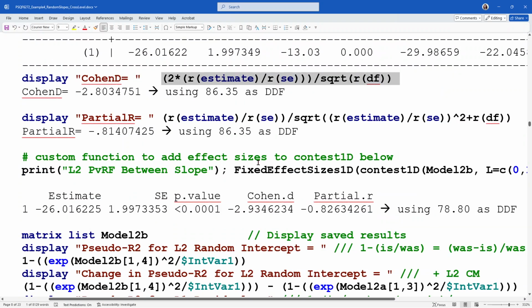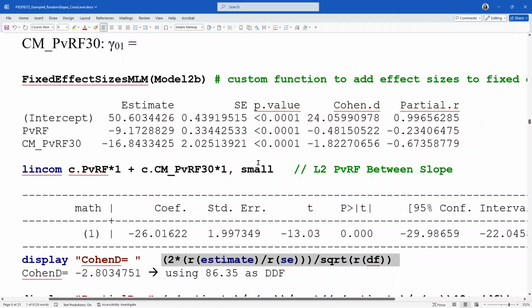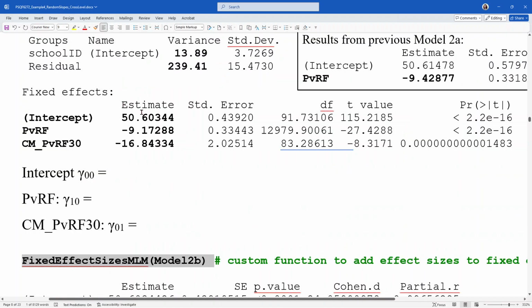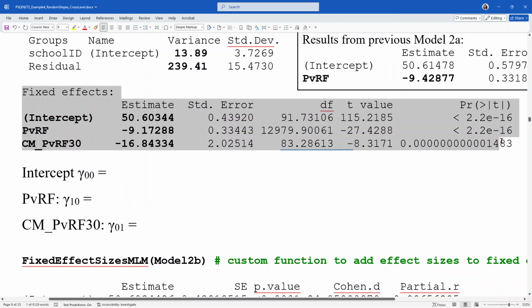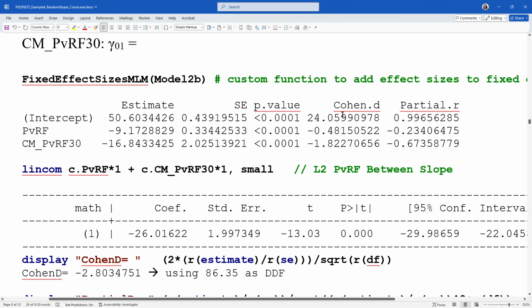So that's the Stata code to do it. In R, I made a new function. There's like 6 or 7 new functions in this example, by the way. I went a little crazy. This one is called fixed effect sizes MLM. What it does is take this table, remove degrees of freedom, remove t, and then use those to compute 2 new columns at the end for Cohen's d and partial R.